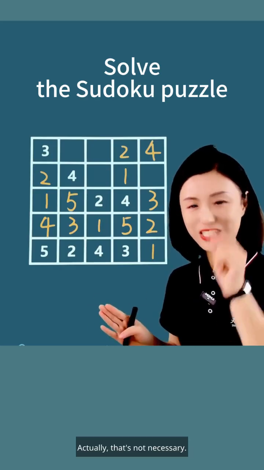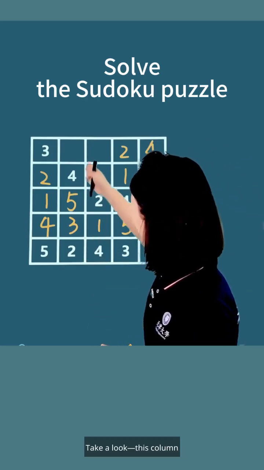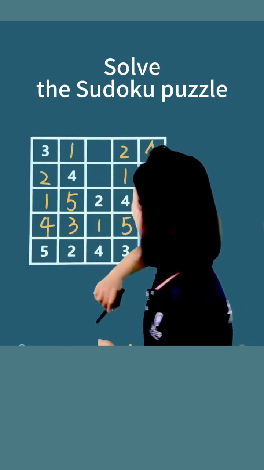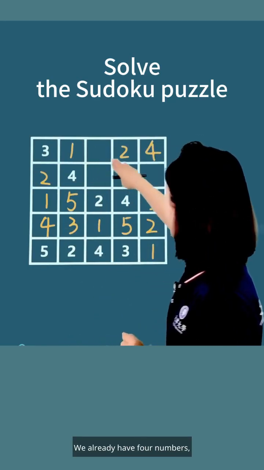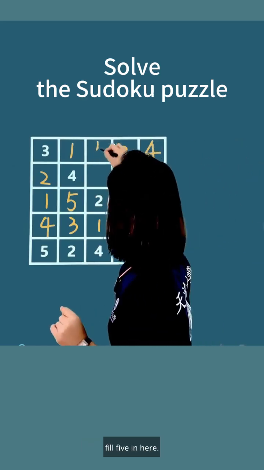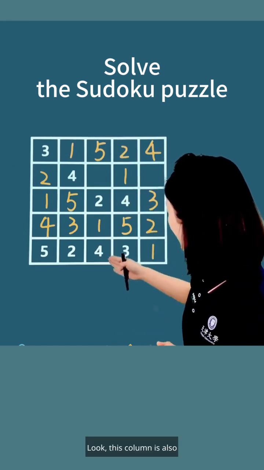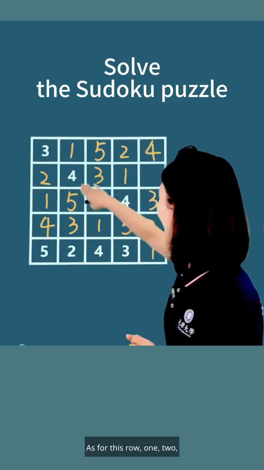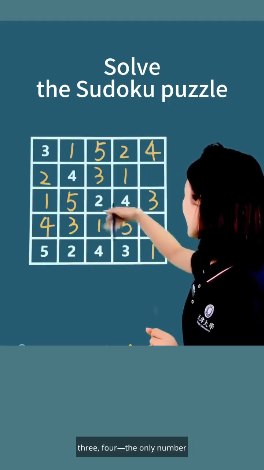Actually, that's not necessary. Take a look. This column already has 4 numbers, and the only one missing is the number 1. Now let's look at this row. We already have 4 numbers, so which number is missing? That's right, it's 5, so we fill 5 in here. Look, this column is also missing just 1 number, which is 3, so let's fill it in. As for this row, 1, 2, 3, 4, the only number missing is 5.